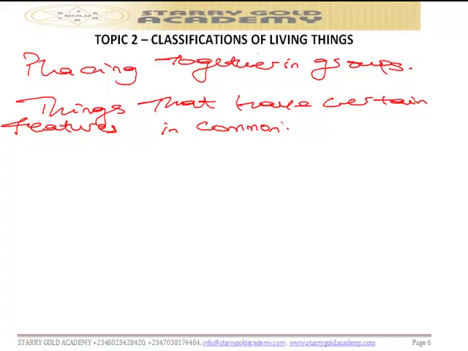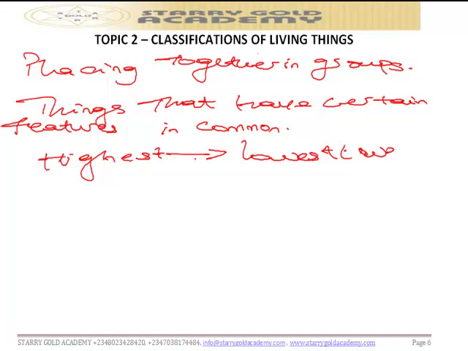So the arrangement is done from the highest. We arrange them from the highest level to the lowest. That is how we classify organisms, right? We classify them from the highest to the lowest level. Highest to lowest level of classification. And the first level is called the kingdom.